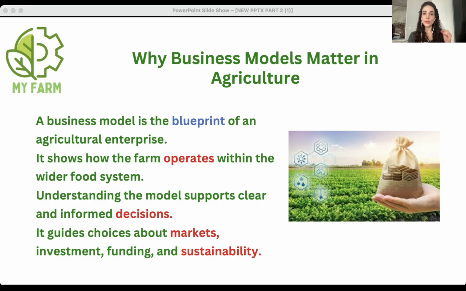It is the blueprint that determines how an agricultural enterprise operates within the broader food system. Understanding agricultural business models is essential for effective decision making. Whether a farmer is seeking to enter new markets, invest in equipment, apply for EU funding, or plan for long-term sustainability, knowing the structure and logic of their model provides strategic clarity.